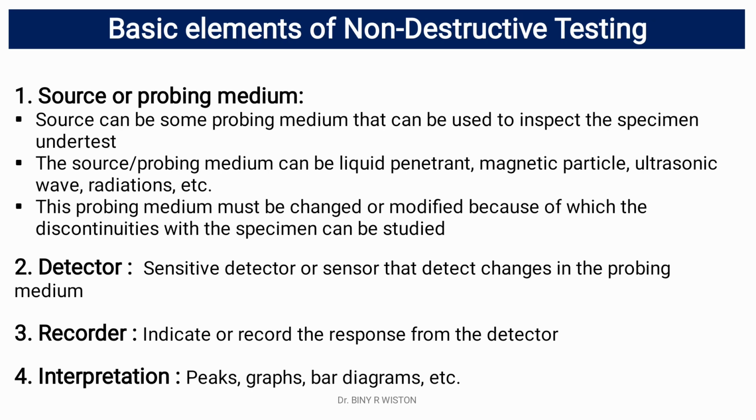Then the detector: a sensitive detector or sensor which can detect the change in the probing medium is the detector. Then we have the recorder. A recorder or an indicator is used to indicate or record the responses from the detector. Then we have interpretation. Interpretation is the various means of interpreting the recorded results through peaks, graphs, bar diagrams, etc. So these are the basic elements of non-destructive testing.